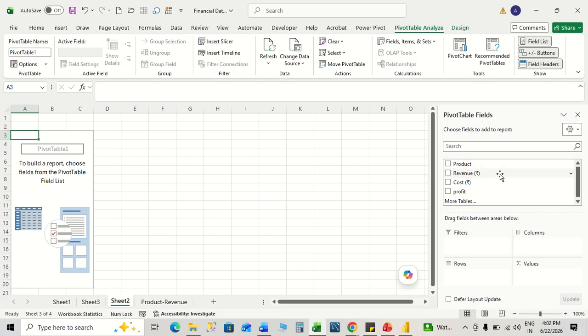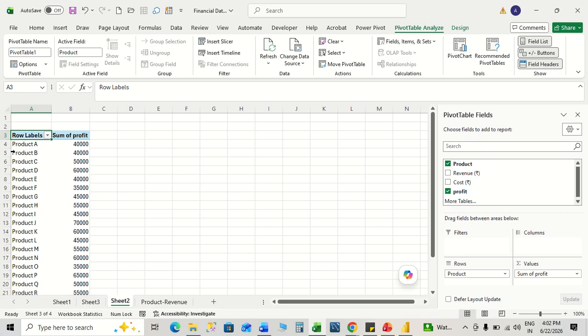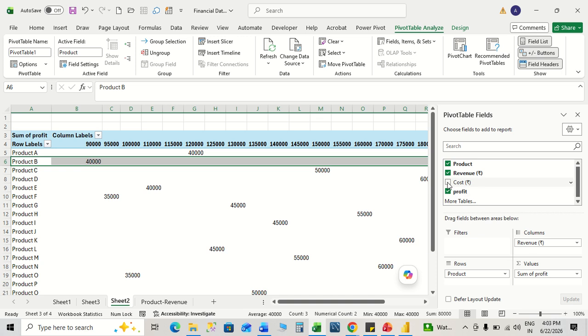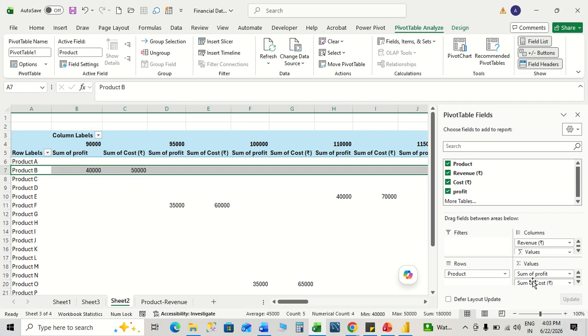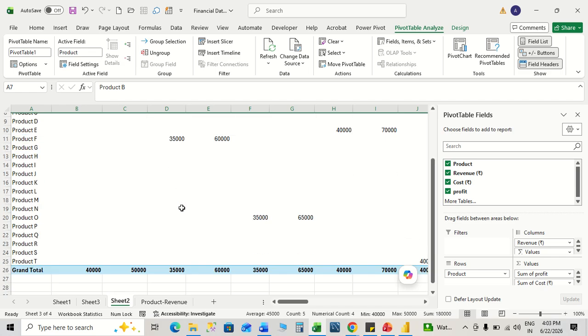Now I want to visualize the data, so I just take product into the rows. So all the products are here. Then what is the profit? Just simply put the profit into the values. So this is the product and this is the value. If you want anything more, you can check it. Like if I want to put the revenue into the columns like this, and cost again somewhere here. So this way we can get the things.